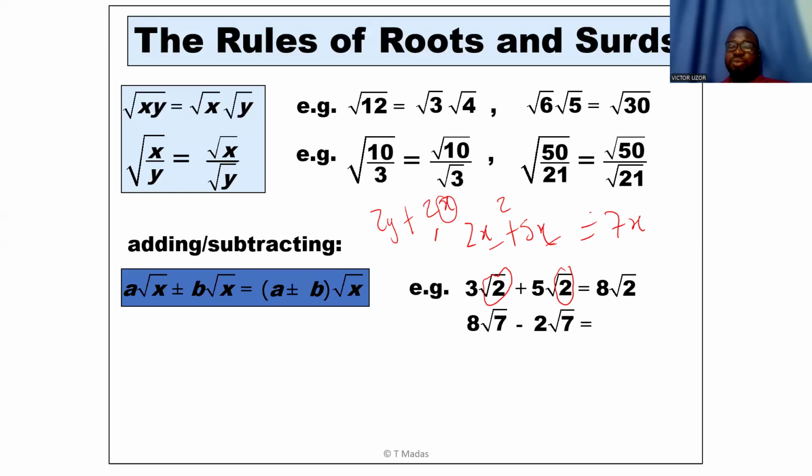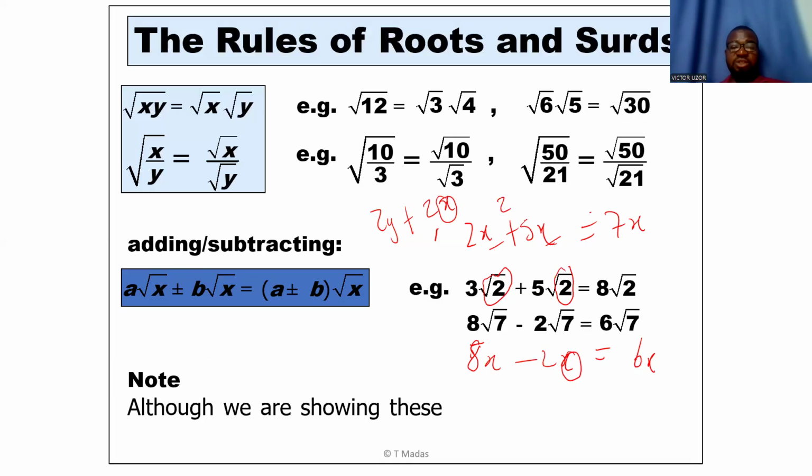The same thing in subtraction. You only subtract like 5x minus 2x. We are doing 8x minus 2x, which automatically is going to give you 6x. So in this case, you are taking the common root as if it is the variable that you are looking for, and you add it.